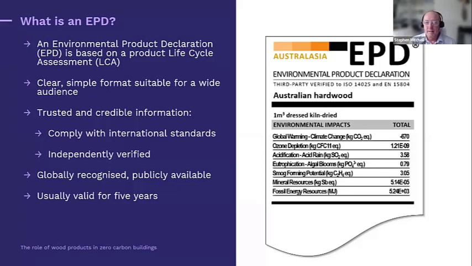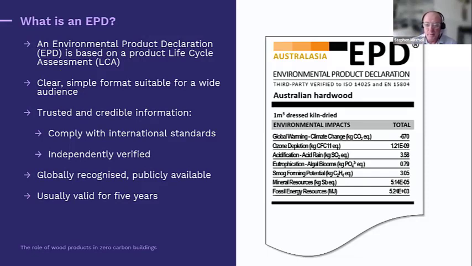final product. Now, EPDs provide that clear, simple format for a wide audience, okay? And they provide trusted and credible information because they comply with those international standards. They're independently verified to meet those standards. So as a result, they're globally recognized. To be an EPD, it has to be publicly available. They're usually valid for 5 years. Okay, so some people equate it to a food label.